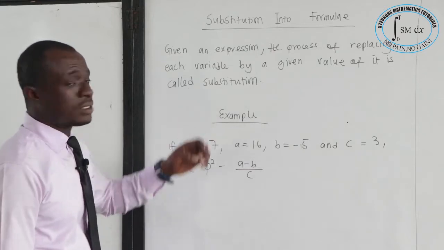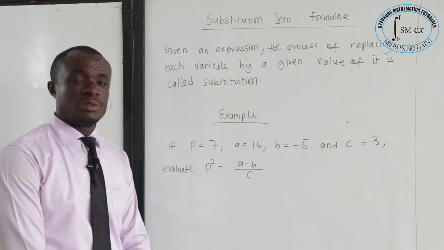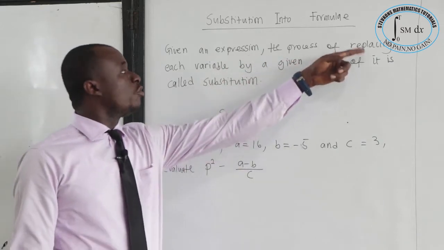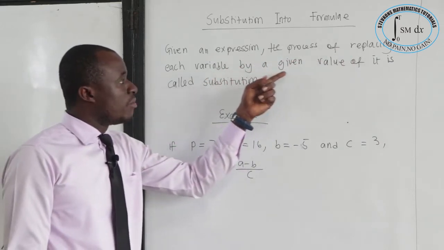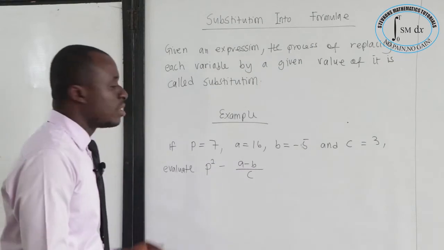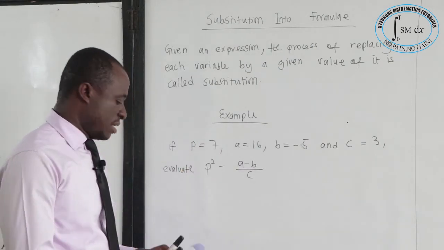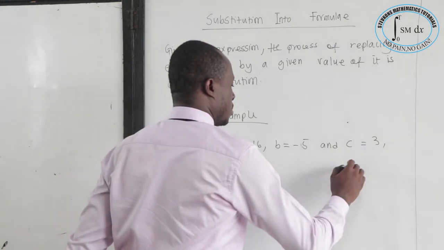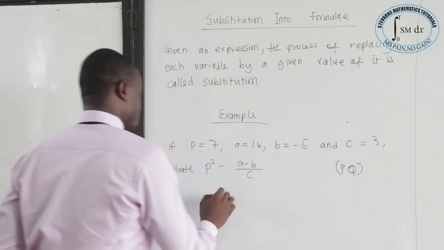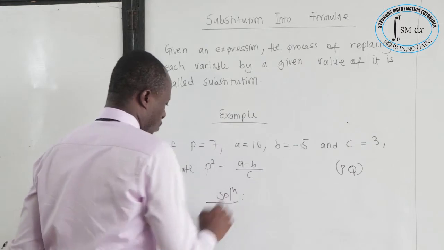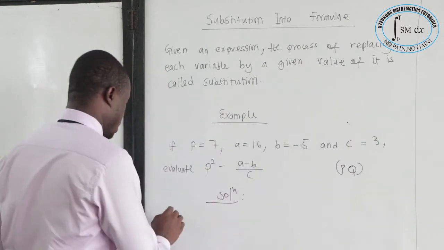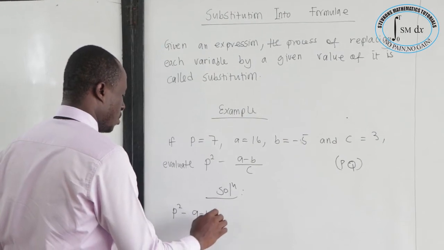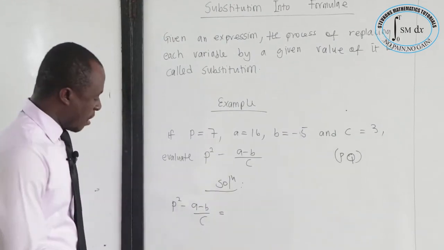Now, our next lesson is substitution into formula. We are saying that given an expression, the process of replacing each variable by a given value of it is called substitution. Now let's consider this example, this is a past question. Let's see how you'll be able to answer this. Now you have p squared minus (a minus b) all over c. Now, what is p?